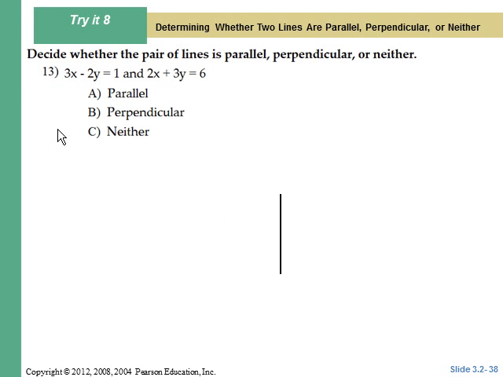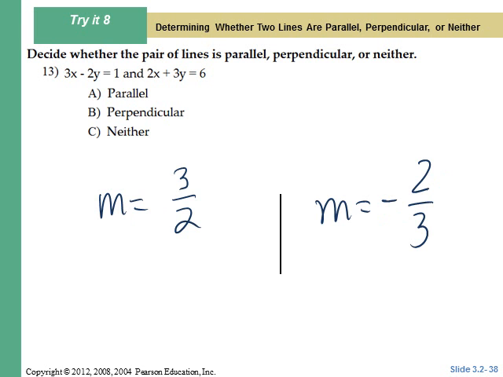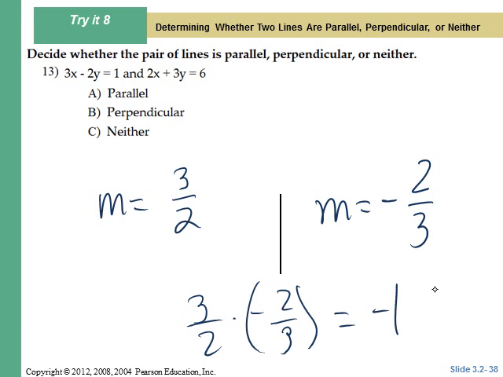All right, you do this one, and then when you're ready, press play. First one, the slope is, change the sign, 3/2. Second one, the slope is, change the sign, negative 2/3. Now they're negative reciprocals of each other, and when we multiply them, we get -1, so they are perpendicular.